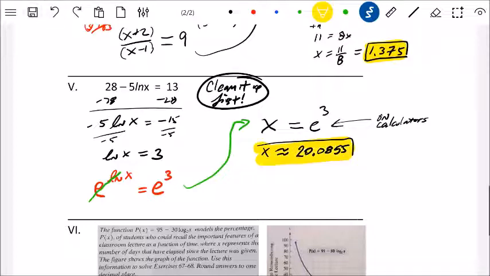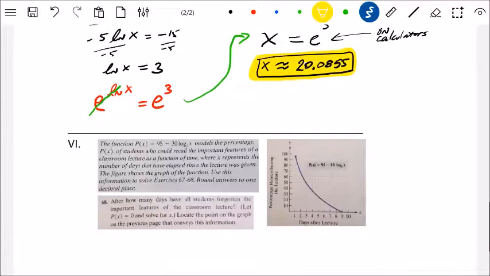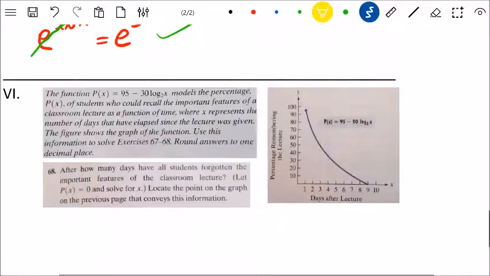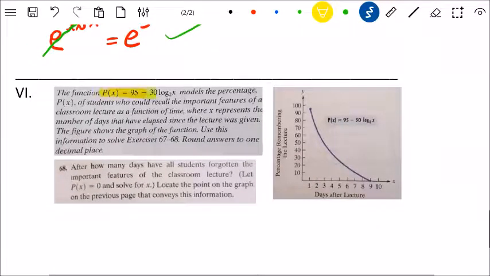Now, next, let's get that right. Next is an application problem where we have a function that models the percentage of students who could recall the important features of a classroom lecture as a function of time, meaning as time goes on, how much do they remember? X represents the number of days since the lecture. So let's take a look at what happens here. Here's the graph of it.